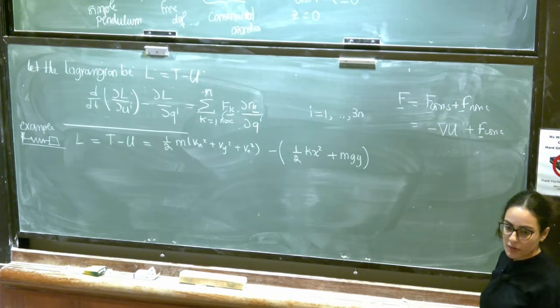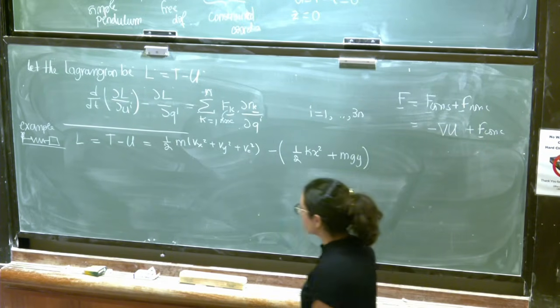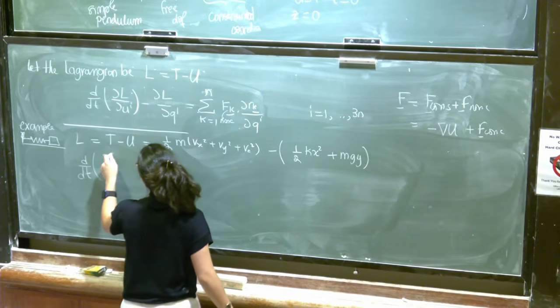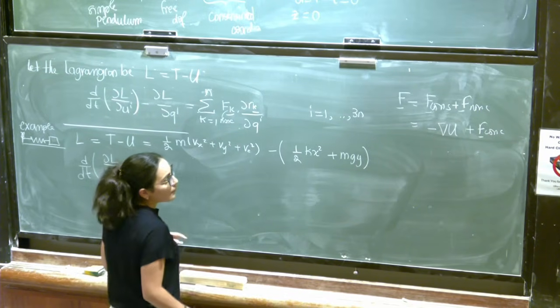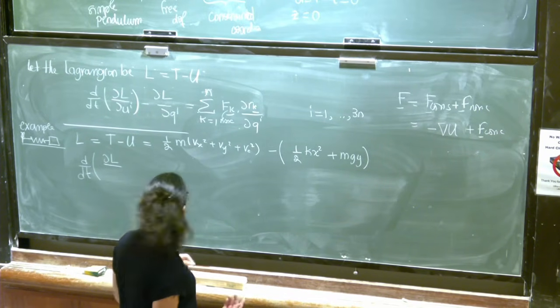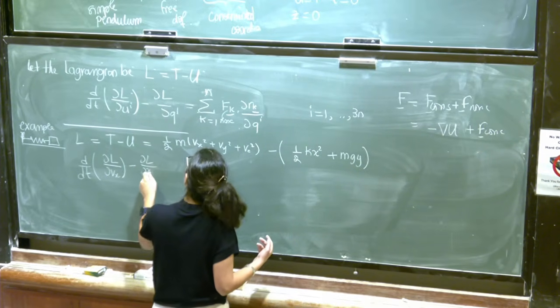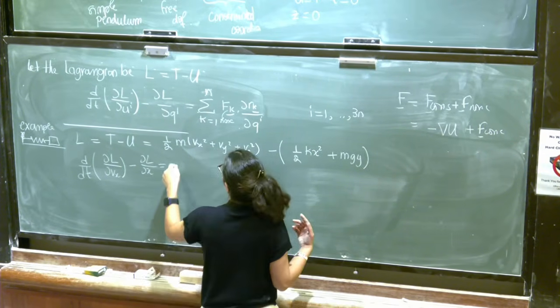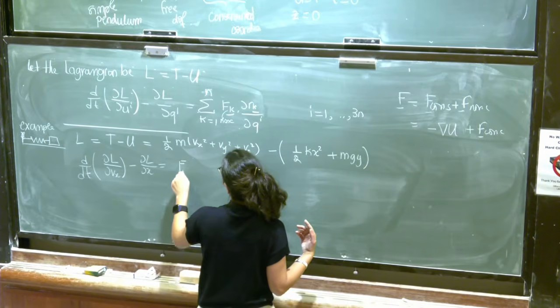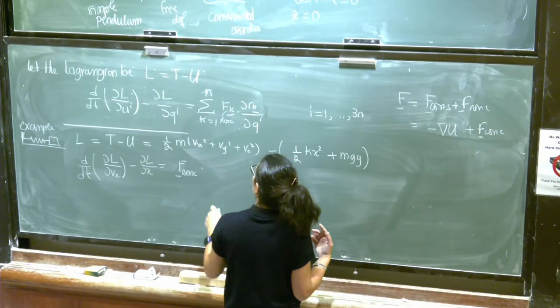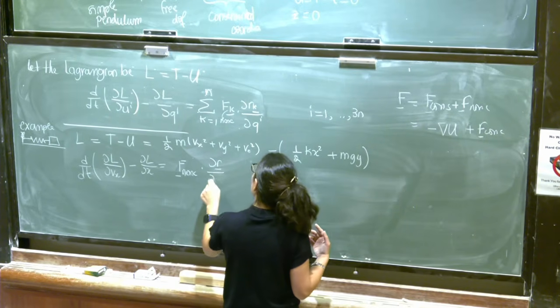Now let's apply Lagrange's equations of motion. d by dt of del L by del Vx, minus del L by del X, is equal to, here's just one force, F non-conservative dot del R by del X.